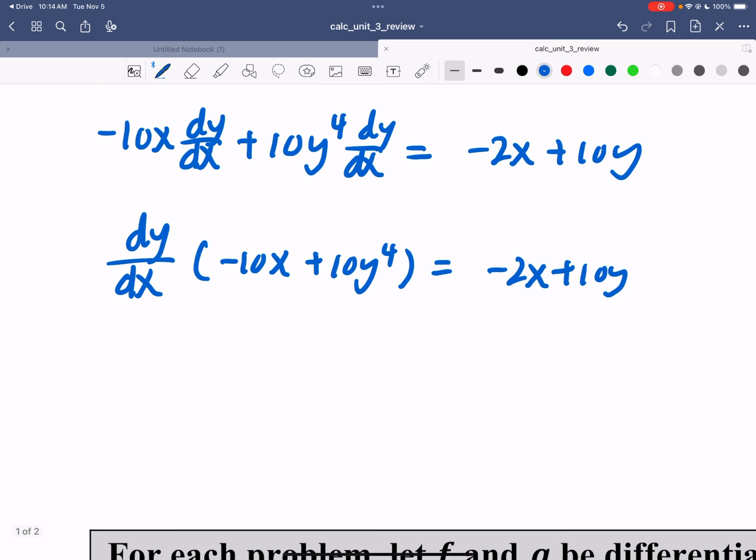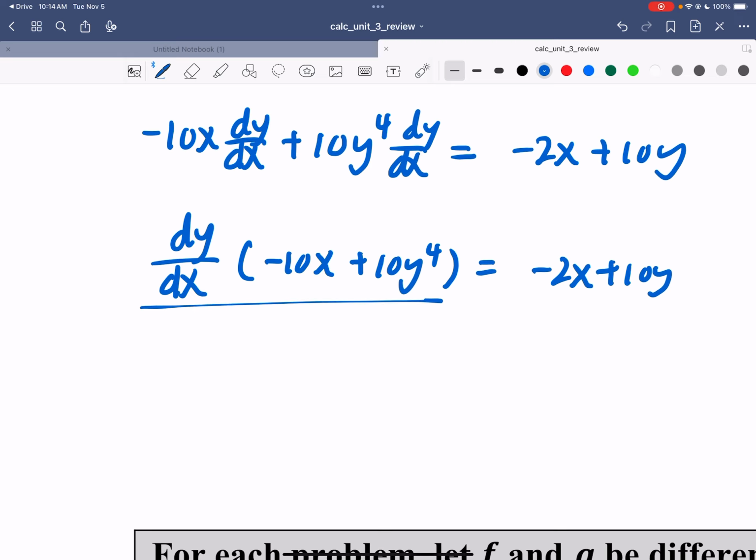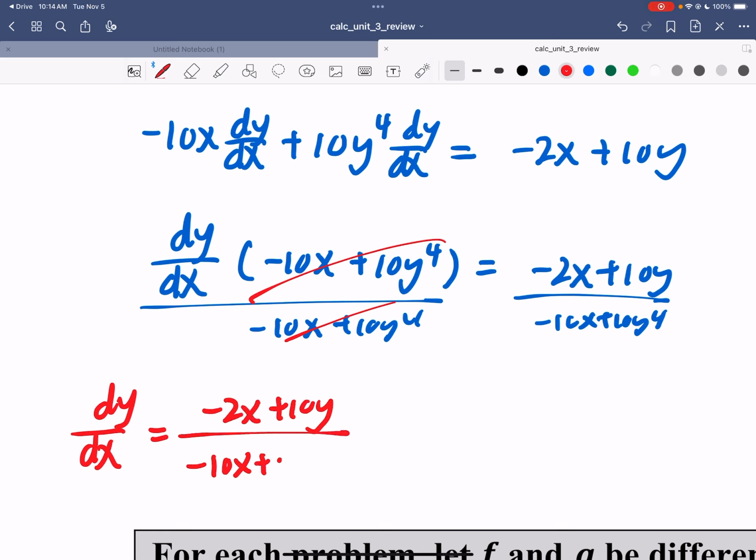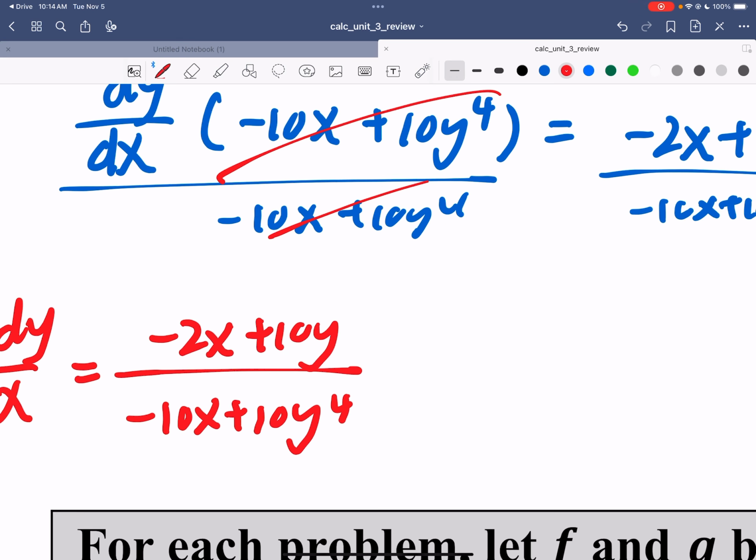And if we divide by this, I will have dy dx equals negative 2x plus 10y over negative 10x plus 10y to the fourth power. That's what I get.